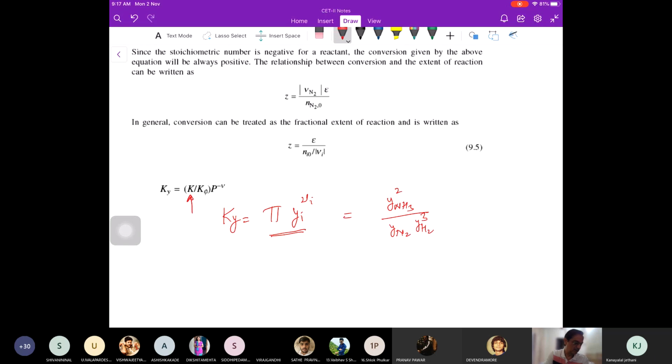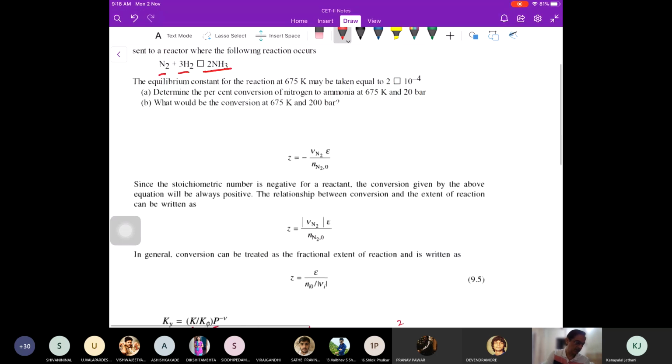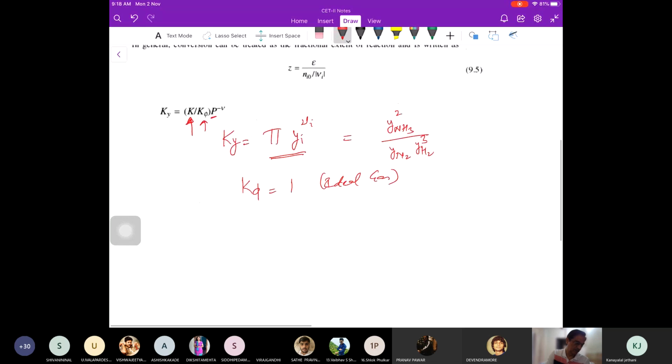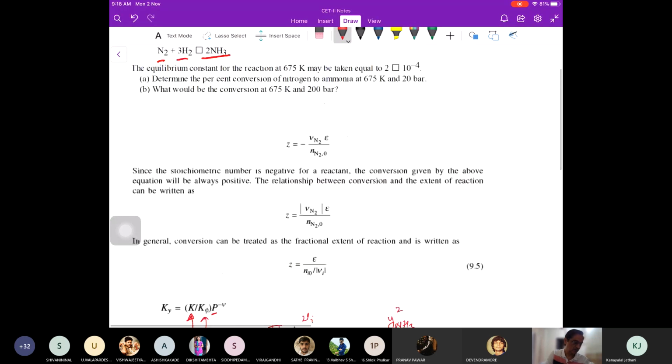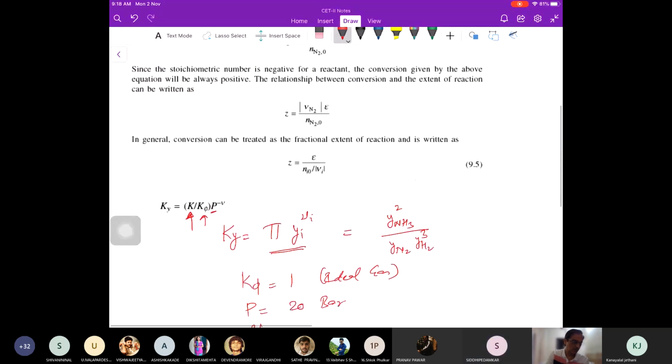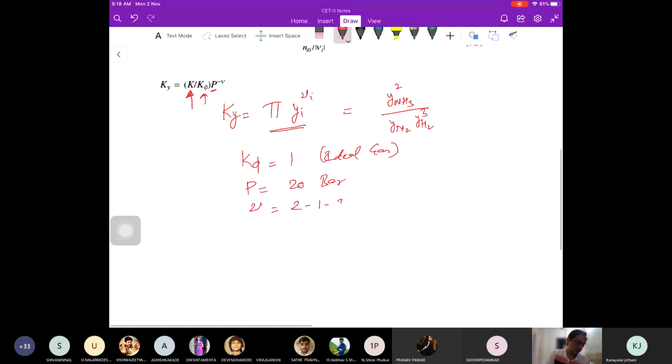Here K is given to us. What is K phi equal to? What is the value of K phi? We have assumed it equal to 1, we take an ideal gas, right? So we know K phi, we know K. We know the pressure, right? The pressure is given in part A as 20 bar. What will be the value of nu? What is nu for this reaction? Minus 2. So 2 minus 1 minus 3 is minus 2.